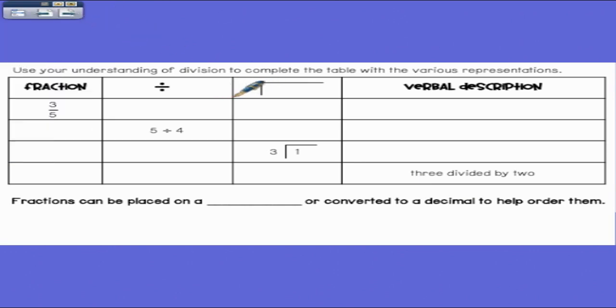Okay, this is a chart or a table that's going to help us with the various representations. So we have fraction, traditional division, the division box, and then a verbal description. So this says 3 divided by 5, and I'm going to write it again, 3 divided by 5. The next one I'm going to do, remember this is NIDO, N-I-D-O. Numerator goes inside, so 3 goes inside, denominator goes outside, and I would just write 3 divided by 5. All words, no numbers, no symbols.